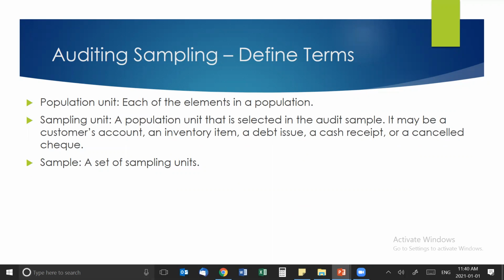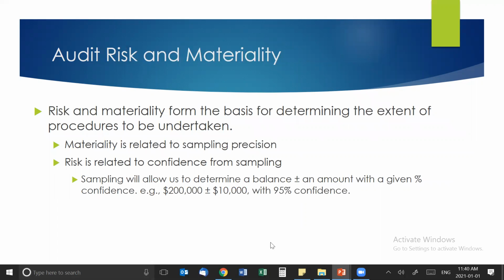Population unit is the elements of the population. Sampling unit is the amount that has been sampled in a population. And then a sample is a set of sampling units.